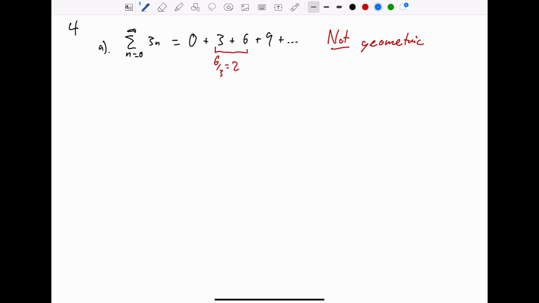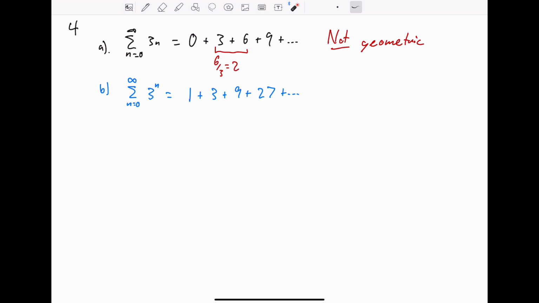For part B, we have the series from 0 to infinity of 3 raised to the n power. So again, let's look at the first several terms. 3 raised to the 0, well, anything raised to the 0 is 1, so we have 1. 3 to the first is just 3. 3 squared is 9. 3 cubed is 27. And this continues. Do we have a common ratio here?